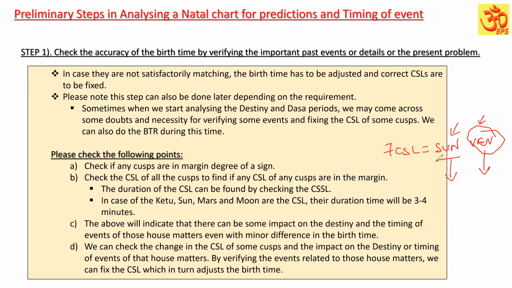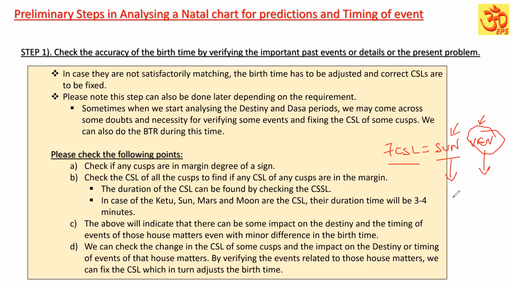You know that the cuspal sublord of the primary houses will be useful not only in finding the destiny prospects of the particular house matters, but also in the timing of events. Suppose he says that he got married in so-and-so period, then if you check the Dasa Bhukti period in which he got married, the role of the primary cuspal sublord, that is the important key planet, whether it is present or not, will tell us whether that Bhukti lord is strong enough to give the event or not. That also we can easily identify.